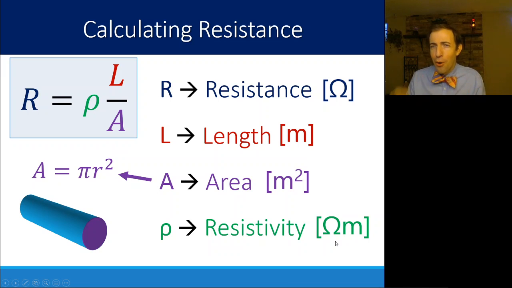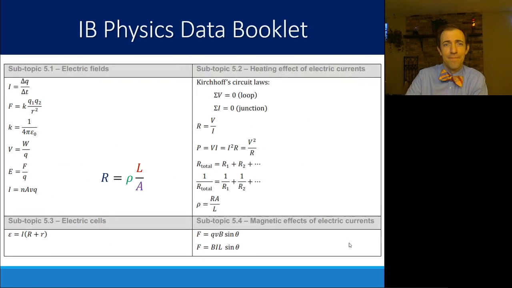So it's how many ohms for every meter of material it would provide. You could also, in this case, swap out meters for another length measurement as long as you were consistent and did it in all regards. So you could have a length in centimeters, area in centimeters squared, and a resistivity in ohm centimeters. Either would be fine. This equation is given to you in the data booklet.